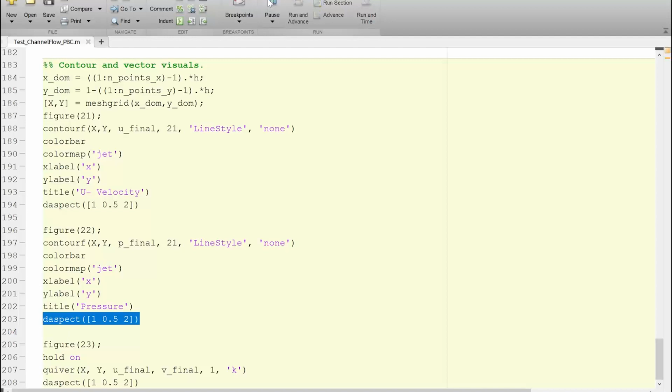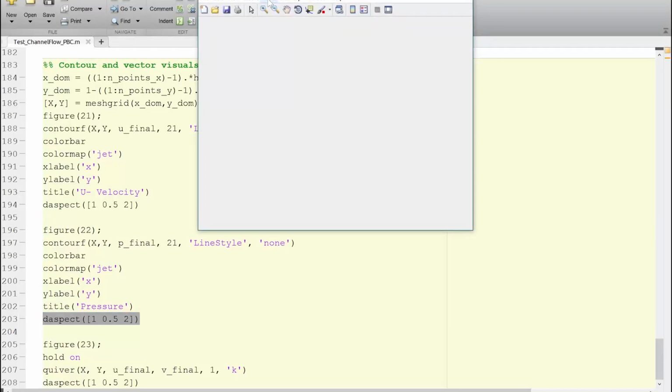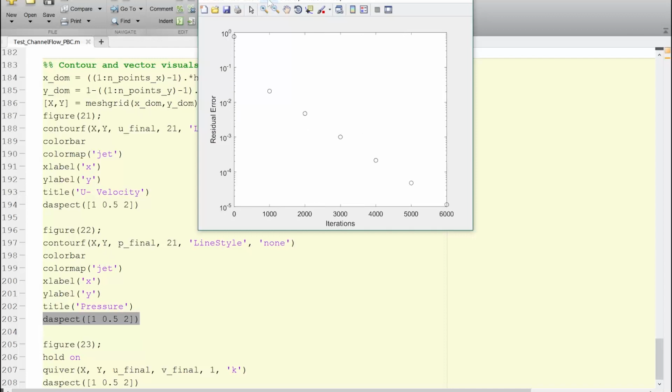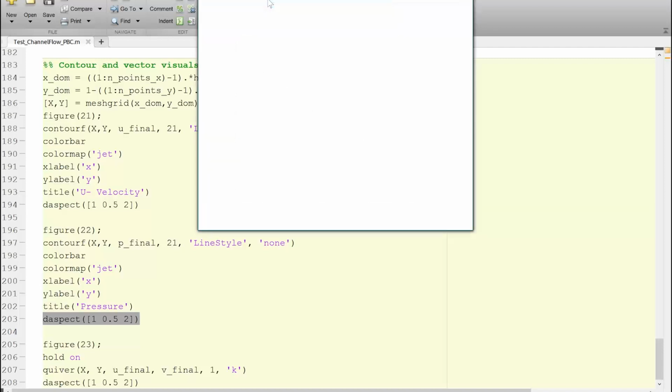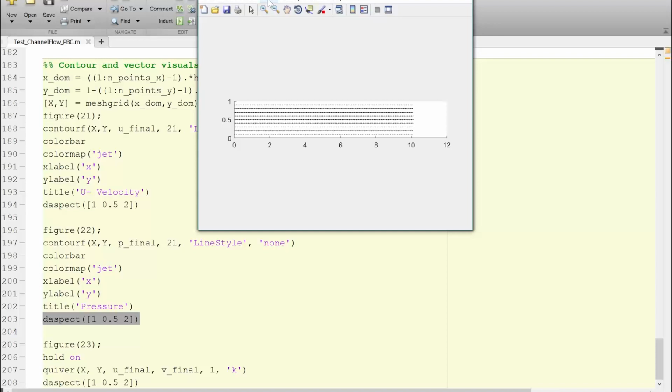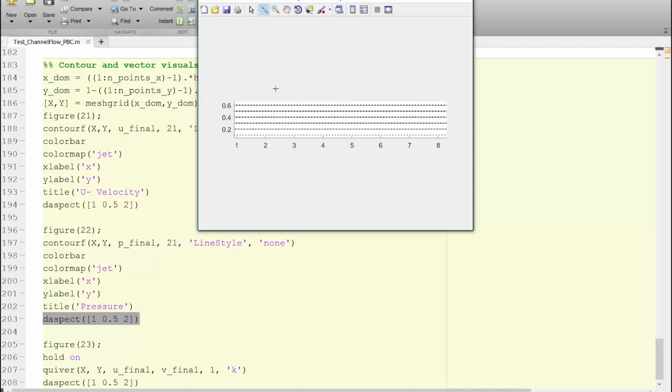So if I run the code, we would be introduced to a similar convergence history plot where the convergence of the solution would be checked with respect to the number of iterations. And finally, once the solution converges, we would get all the plots that we had asked for. So just to quickly give you an overview, this is the vector plot. And if I zoom in here, it's really hard to actually do that because it's a square rectangular plot.